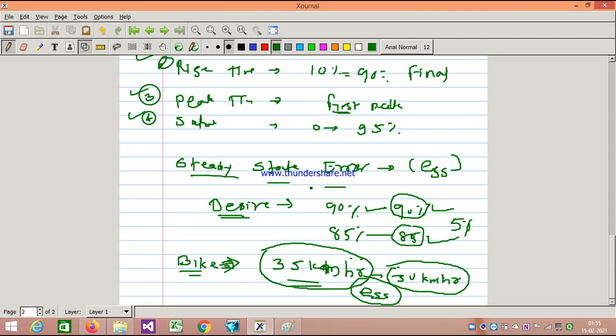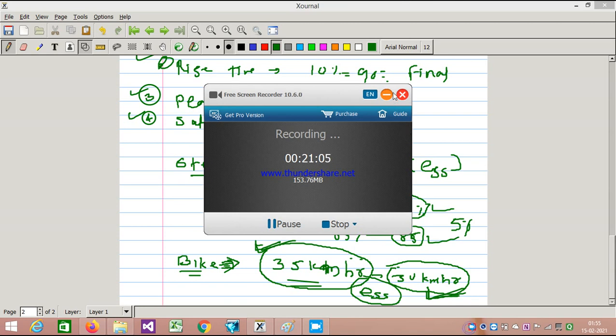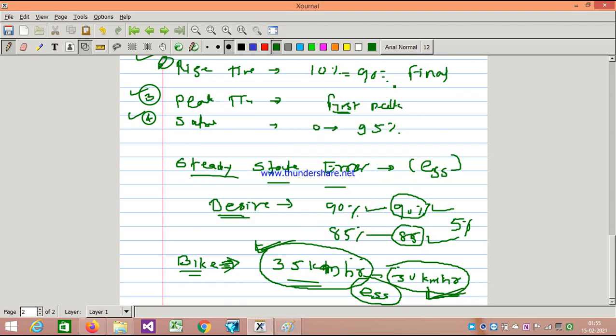So what is the steady state error? Steady state error is the difference between the desired value, what is the desired value here? 35 is the desired value, the expected value. But what is the actual final value? 30 kilometers per hour only. So the difference between the desired value, that means the expected value, and the real value, which we call the final value, is called the steady state error. So these are the 6 parameters we use in the time response system.